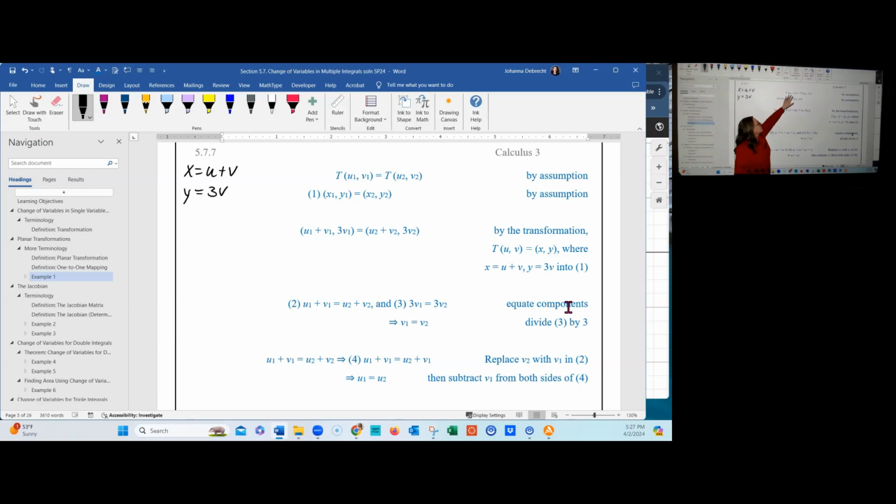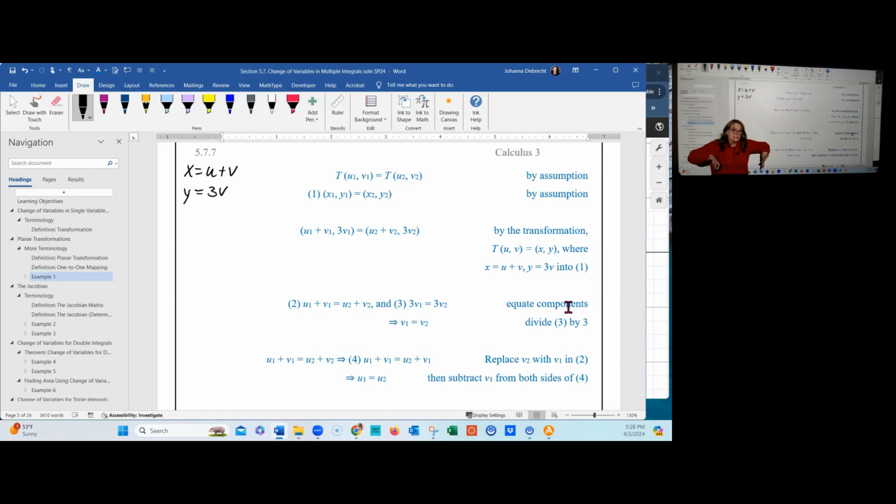So my transformation to get the x coordinate is u plus v. So I have u1, v1 and u2, v2 for each of the two sides. The y is given by 3v, so I have 3v1 on the left and 3v2 on the right. Now, I'm assuming that these are equal.